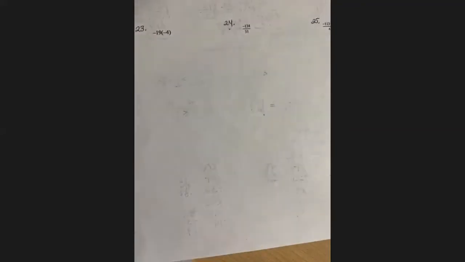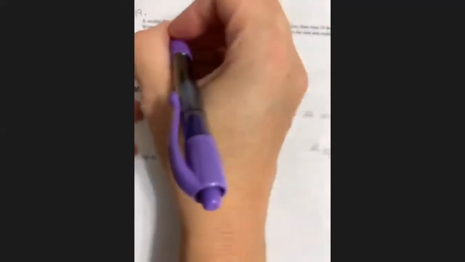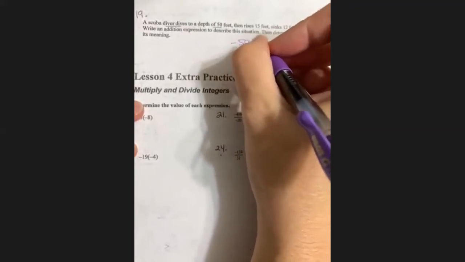Really need to practice those skills on keep, change, change only for subtraction. Flipping over to the back side, number 19, a scuba diver dives to a depth of 50 feet. So if we're diving, that means we're at negative 50 feet. Then it says he rises 15 feet. That's a positive 15 feet.